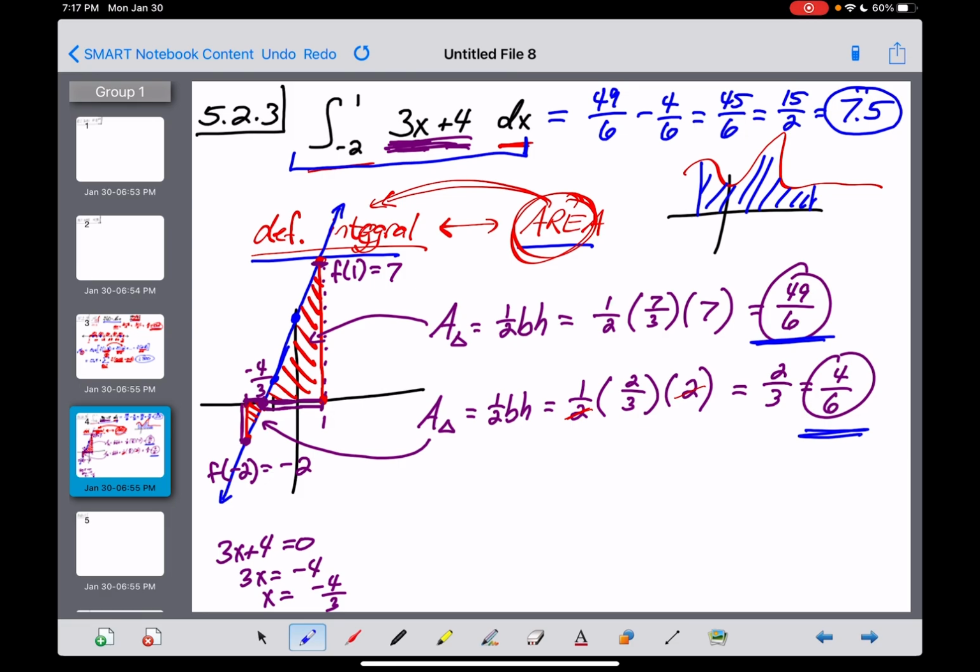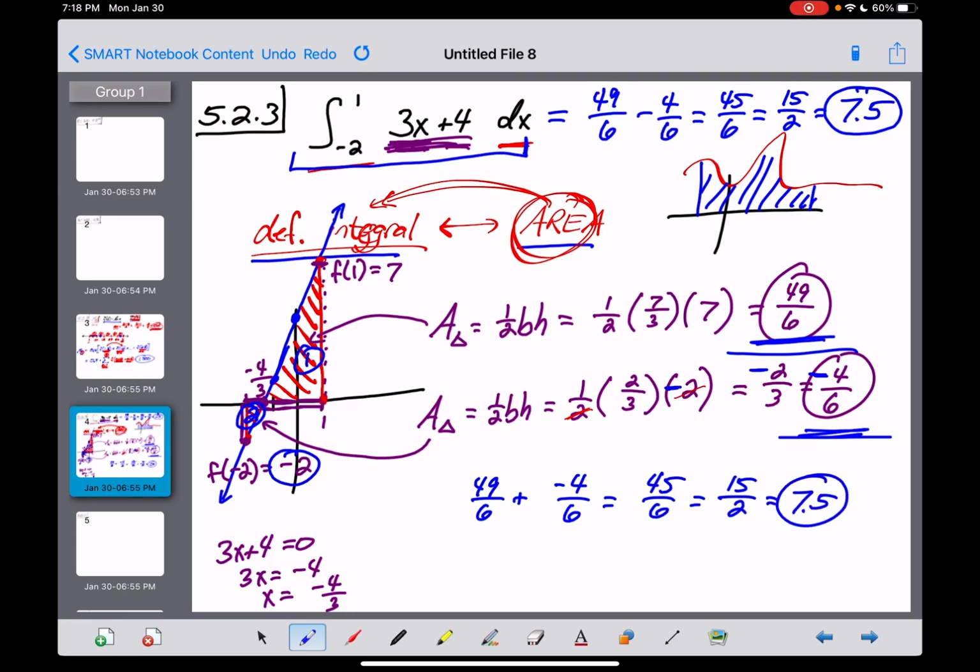I was expecting an answer that was positive because region number 1 up here above the x-axis looked quite a bit larger than region number 2, which was below the x-axis. Now, the other thing you could have done, guys, is you could have said, okay, the height of that second triangle is -2. You could have put a negative right there, which would have made this answer negative, and in that case, you've already considered the negative. Now you just add these two results. So it would have been 49/6 plus -4/6. And of course, you end up with the exact same answer of 45/6 or 15/2 or 7.5.